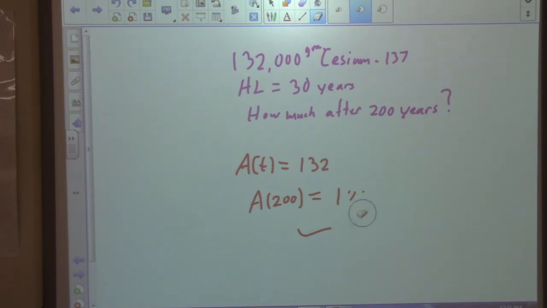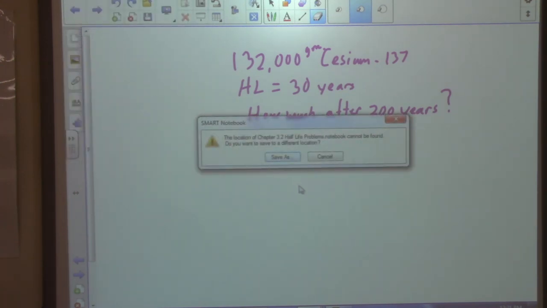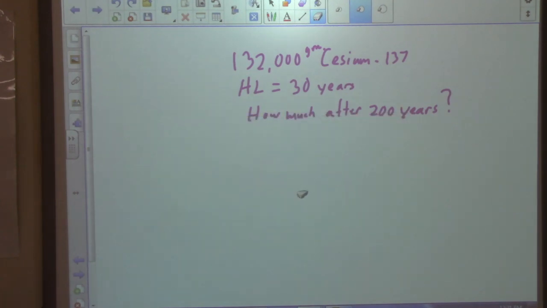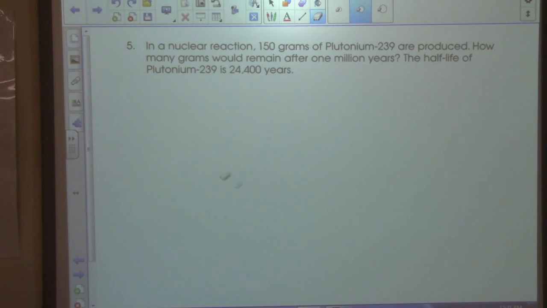5. And I'm going to go ahead and save this one so I'll have at least that problem. Cannot be found. No, I can't do that because it's in the wrong file. Becky, what was the answer? 12.99. Okay. Yeah, 0.29 grams. Okay, number 5.